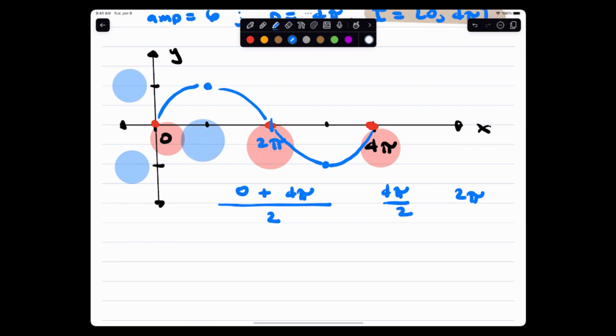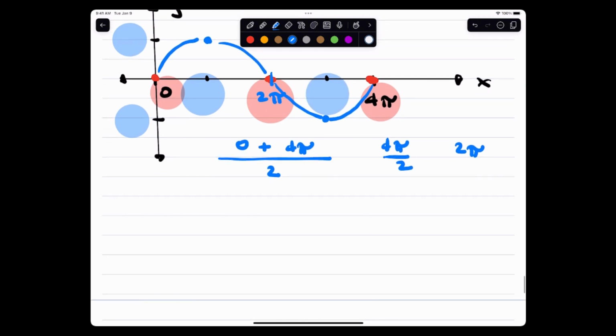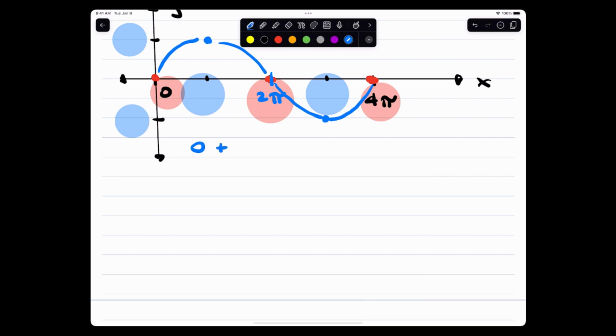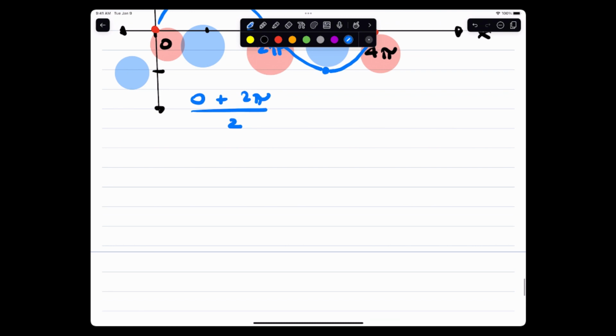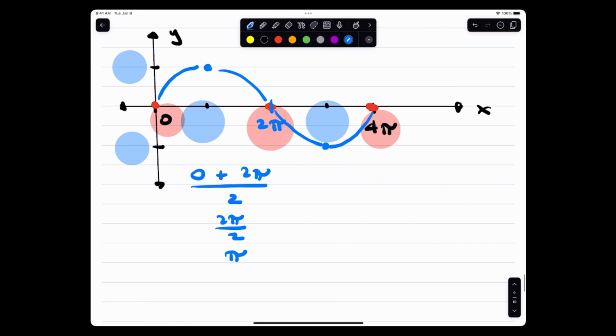Alrighty, what about this value and this value? How do we get those midways? What's midway here? 0 plus 2 pi divided by 2. What does that give you? 2 pi divided by 2 is what? It's going to be pi. So this is going to be pi. Easy peasy lemon squeezy.